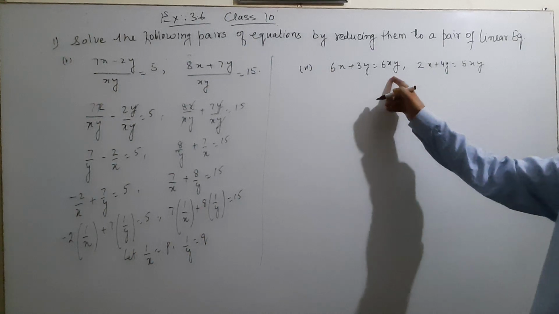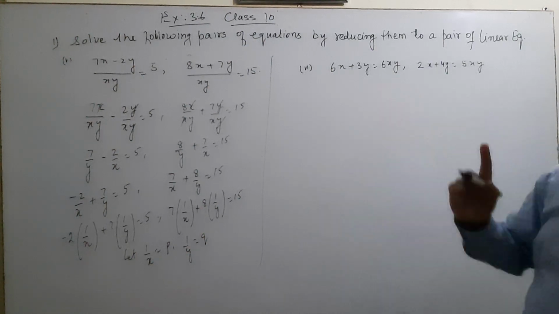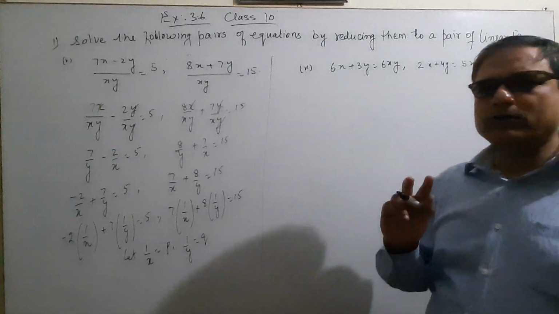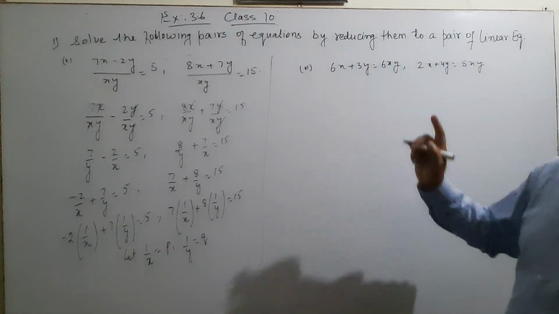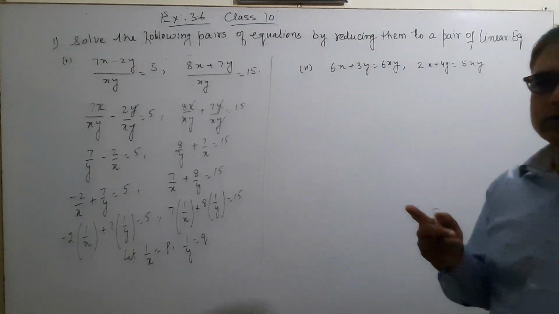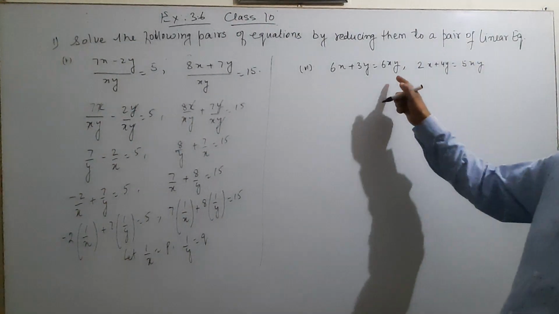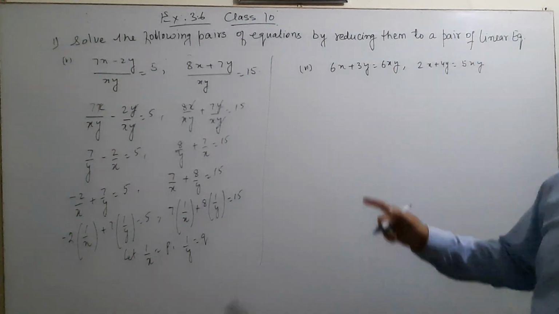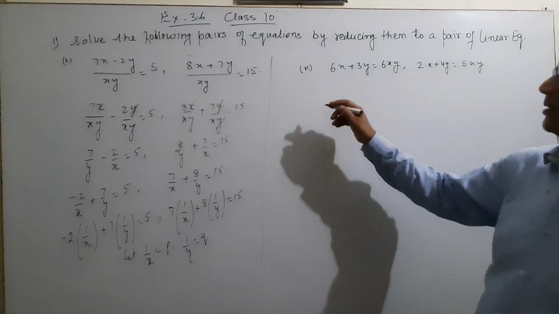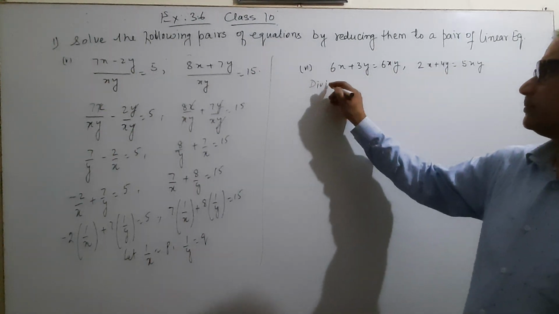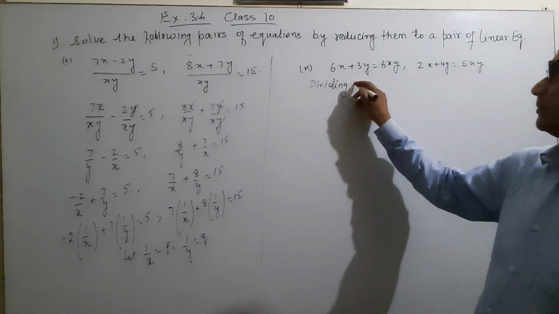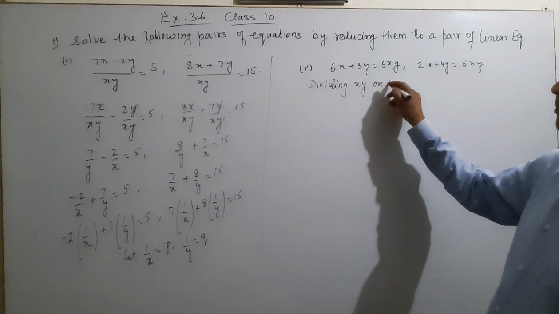Here is xy. I already told that the question can be solved by two methods, and this also can be solved by two methods, but I am doing the same method which is applicable for all parts. And now 6xy. Here is 6xy. So we have to divide by xy on both sides.